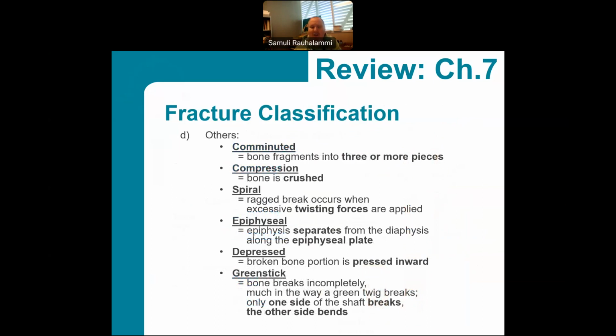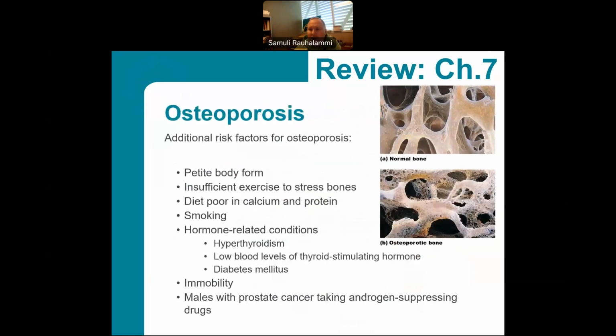That's like when you take a young branch of a tree and try to break it, it doesn't just snap. It has these fibers that come out, but it's very flexible. And this is often what we see with younger patients' bones as well, that it doesn't really fully break all the way through, might break on one side, but the other side just merely bends. So I'll let you look into those more as well.